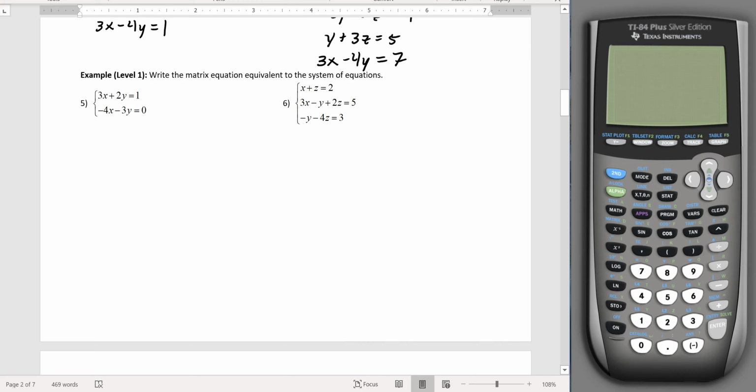Go ahead and try number 5 and 6 on your own here. Take it from a system into a matrix equation. Go ahead and pause the video and try that.